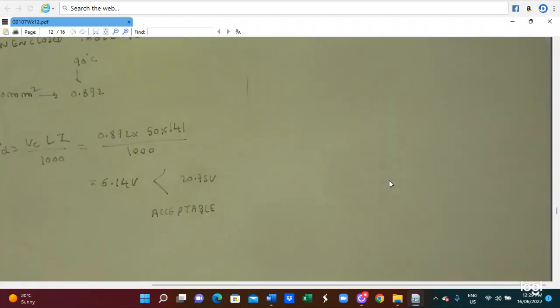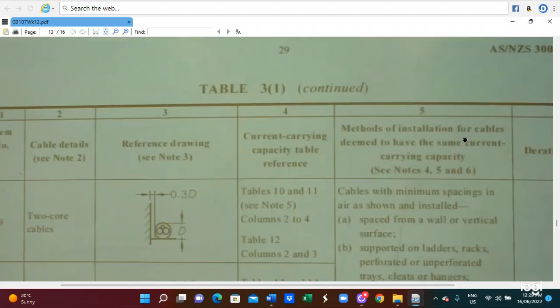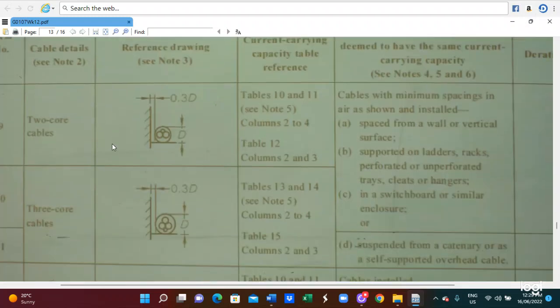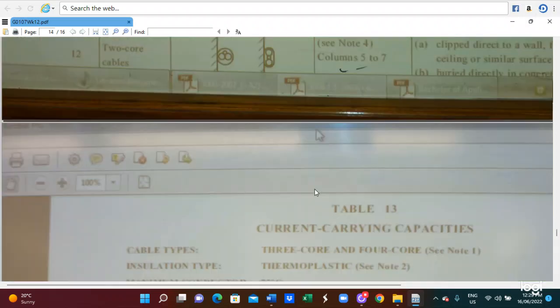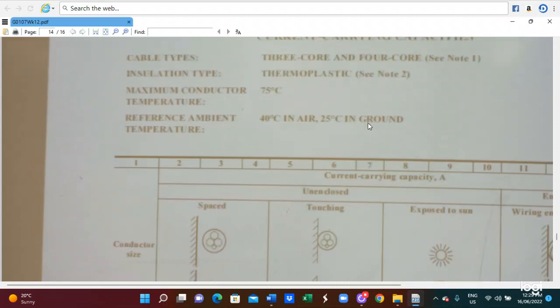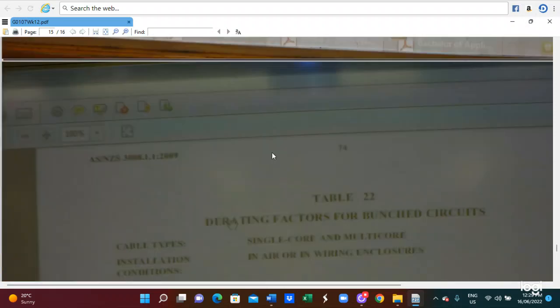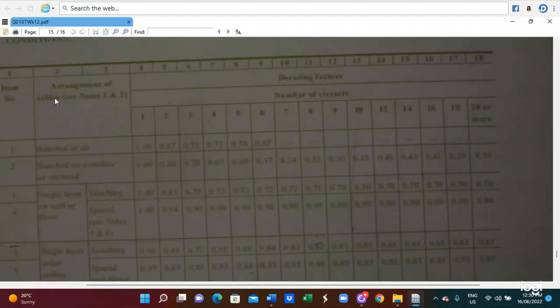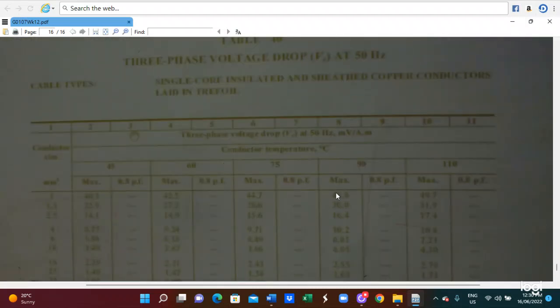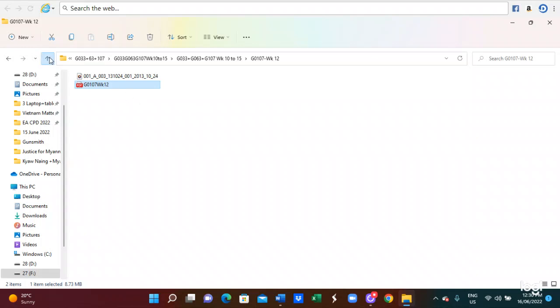So this is the way that we utilize table 31. Depending on the row, we have to select those rows. And this is table 13. Table 13 is the current carrying capacity we select. And this is table 22. Table 22 is the derating factor calculation. So depending on the item number, we have to use the number of circuits, and we select the derating factor. And this is table 40. This is the voltage drop calculation. And then G107 with 13.